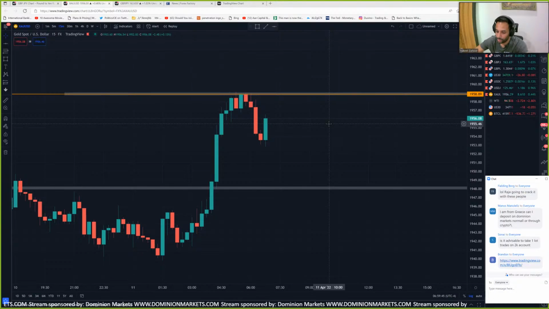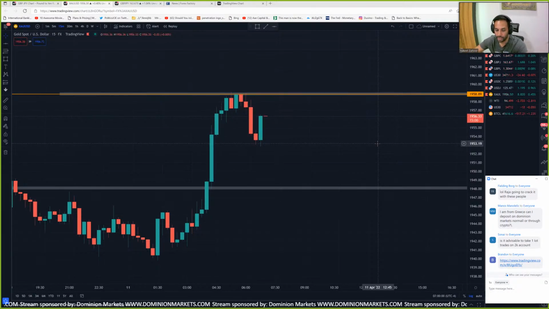What broker are you using for gold spreads? Dominion Markets. Is it advisable to trade one lot on a 2K account? Sonai, is it advisable to take a one lot trade on a 2K account? Sonai, you shouldn't be asking that question at all. I mean, if you went to the database, that shouldn't be a question.